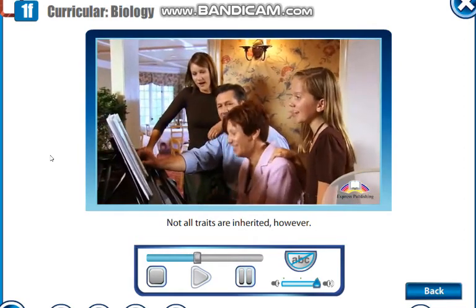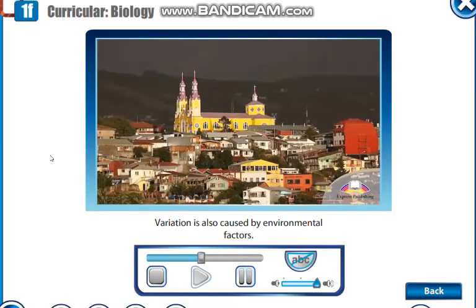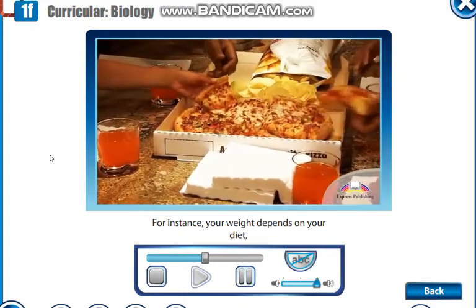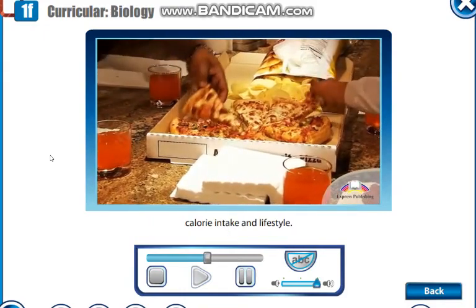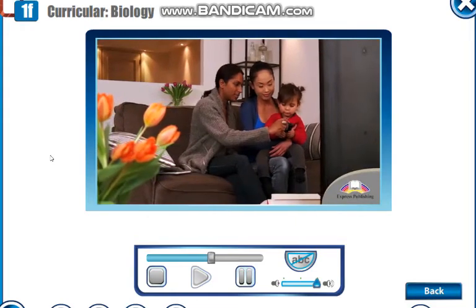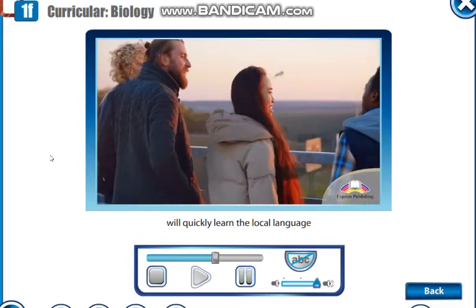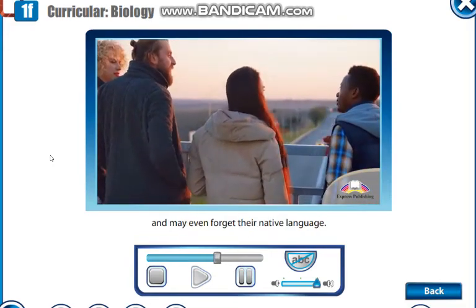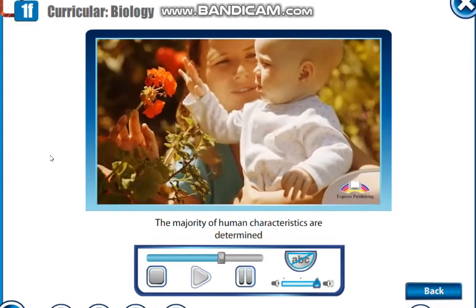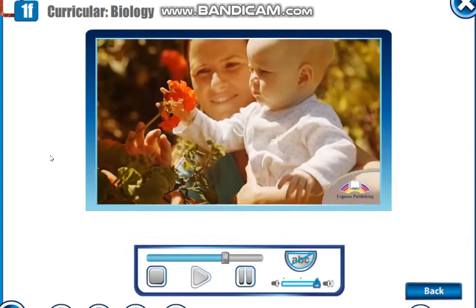Not all traits are inherited, however. Variation is also caused by environmental factors. For instance, your weight depends on your diet, calorie intake and lifestyle. Language is also not inherited. Adopted children who move to another country will quickly learn the local language and may even forget their native language. The majority of human characteristics are determined by inherent and environmental factors.